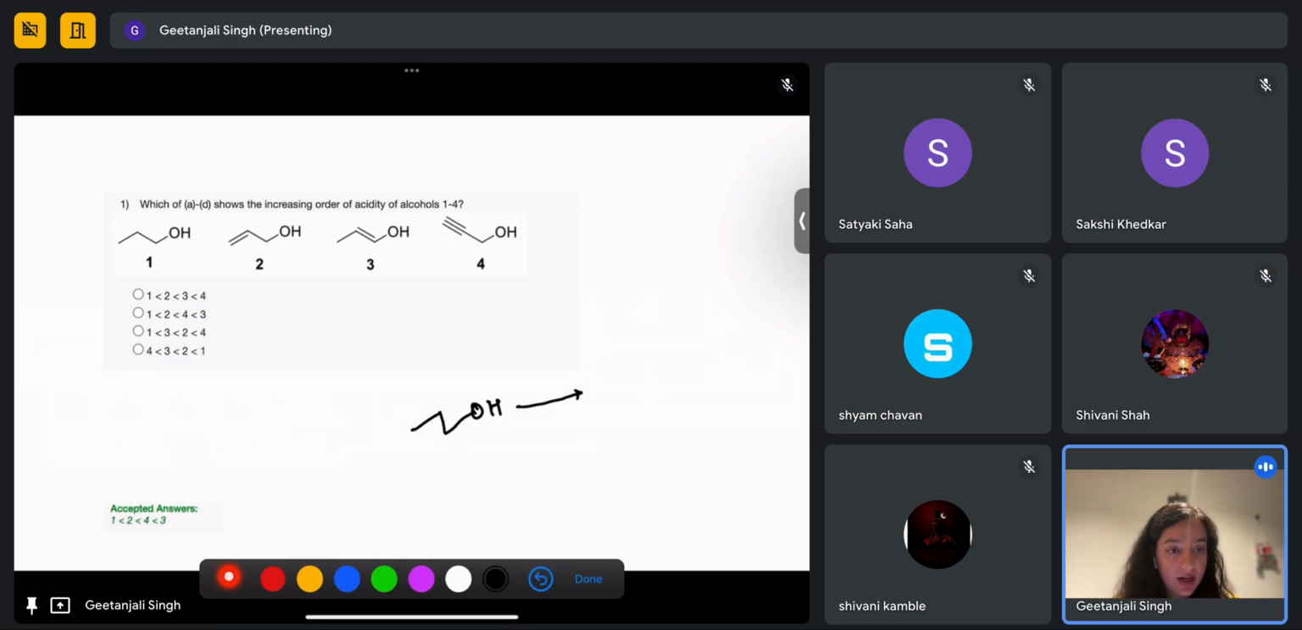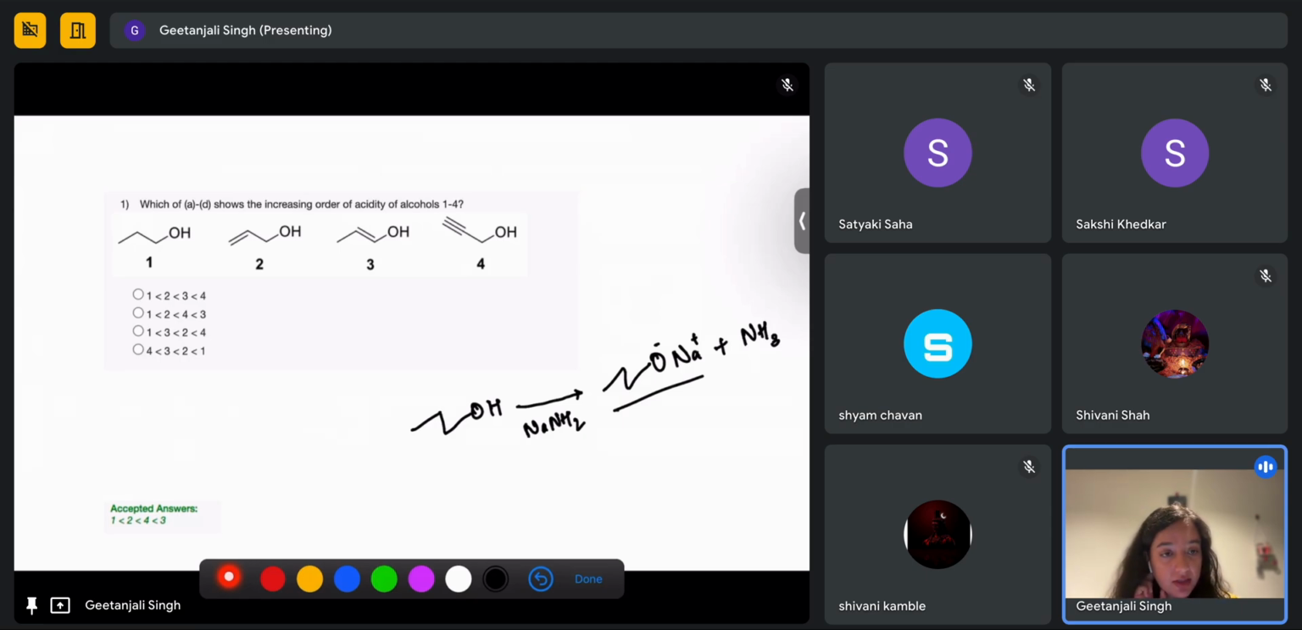When alcohol is reacted with a base, say sodamide, NaNH2, it forms an alkoxide, RO minus Na plus. You guys can see this, right? Now this alkoxide ion with Na as a counter ion is a base. Now this is the kind of base that this alcohol forms. You have to decide what kind of alcohol has highest acidity.